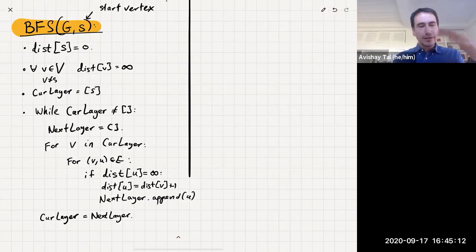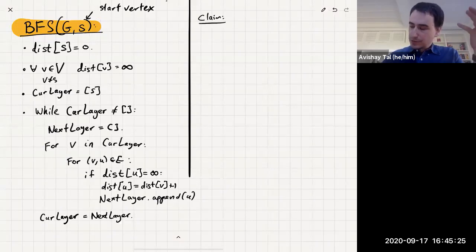So this is sort of like writing in pseudocode the algorithms that we saw earlier. And we can prove that this algorithm indeed computes the distances. In order to do that, it's important to have the right claim. So the right claim is as follows.